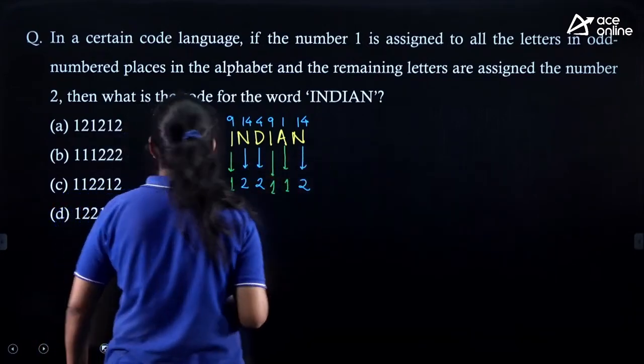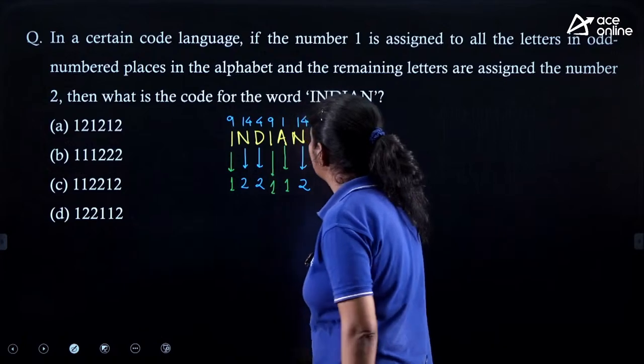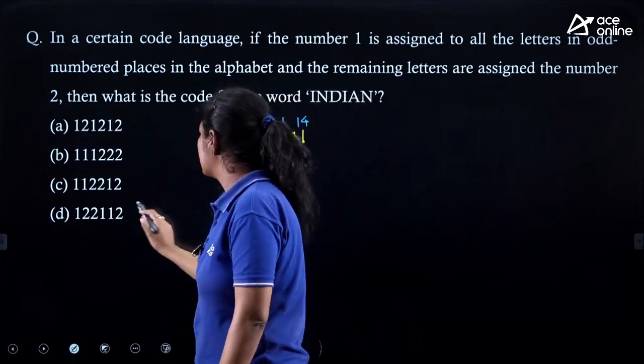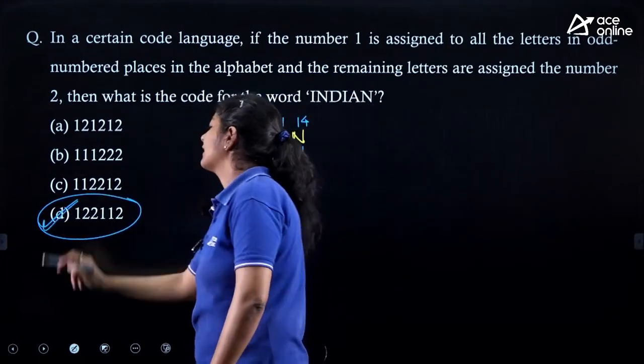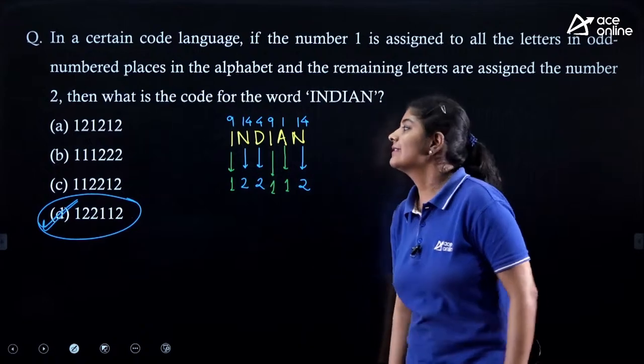Are we having this in our option? 1, 2, 2, 1, 1, 2? Yes. Option number D is the correct one.